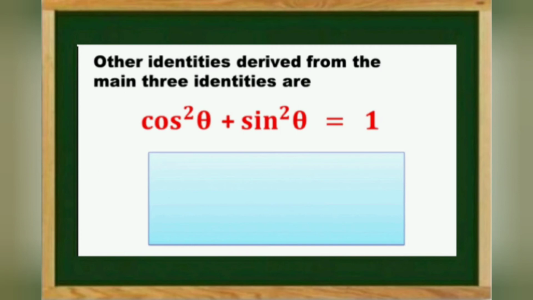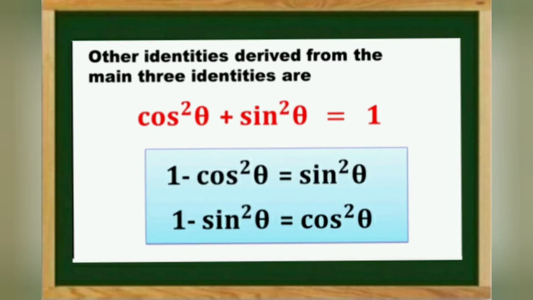First identity is cos square theta plus sin square theta is equal to 1. From this identity, we can derive 2 more identities. That is 1 minus cos square theta is equal to sin square theta. You have to shift cos square to the right hand side and you will get sin square theta is equal to 1 minus cos square theta, and 1 minus sin square theta is equal to cos square theta.